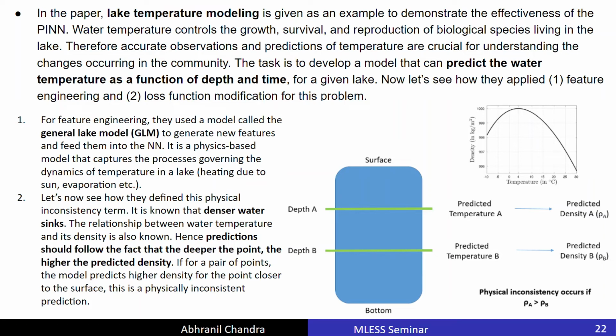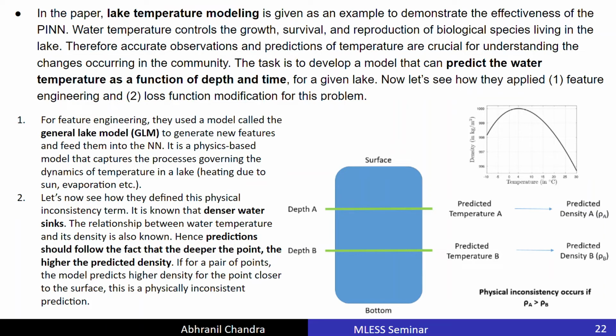Now let's see how they applied first the feature engineering and second the loss function modification for this problem. For feature engineering, they use a physics-based model called the General Lake Model, which is open source and easily available on the internet, to generate new features to feed into the neural network system. It is a physics-based model that captures the processes governing the physics of temperatures in a lake and solves some simple differential equations to get those solutions. Heating due to the sun, evaporation, etc.